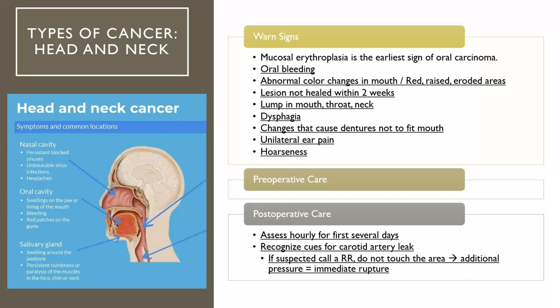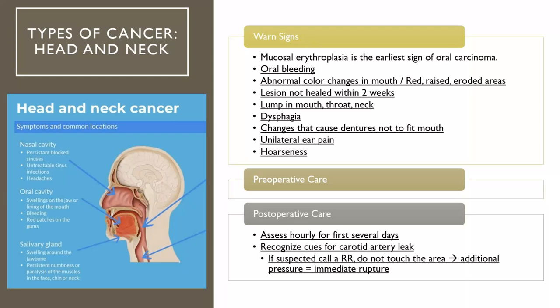You're going to see lots of oral bleeding, abnormal color changes. It'll be red, it'll be edematous, you'll have some erosion in some areas, lesions that aren't healing, especially within that 2-week period, lump in the mouth, throat, or neck, having problems swallowing, changes that cause dentures not to fit the mouth, and that does not include weight loss.